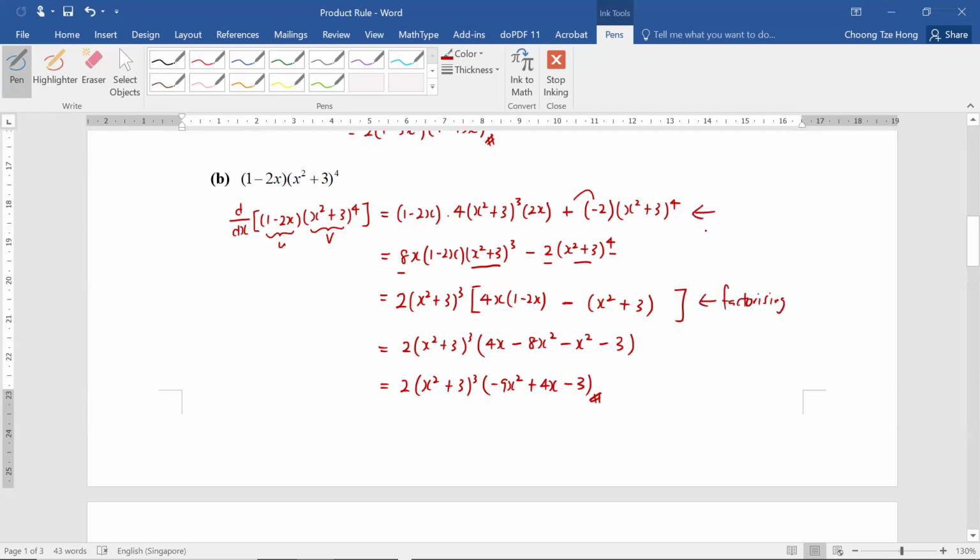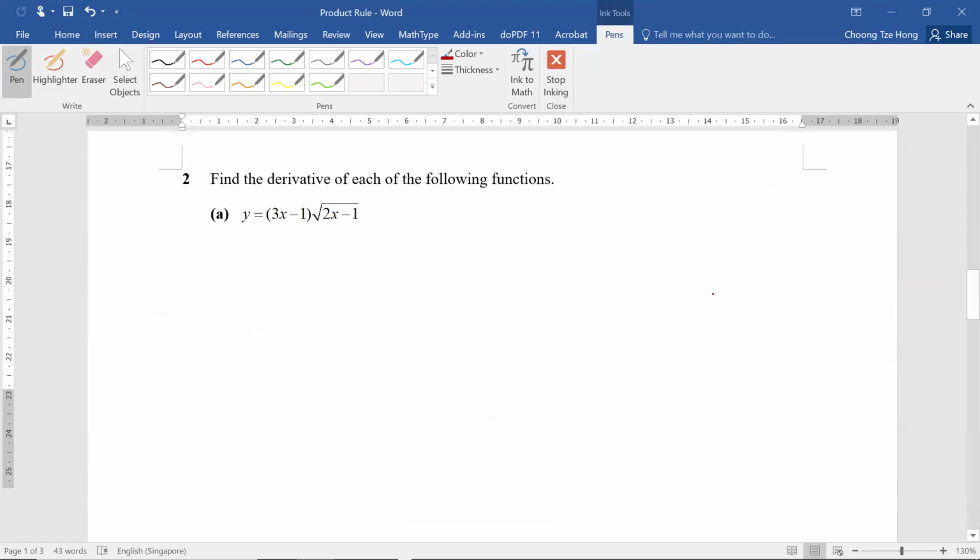Okay, after you understand the mechanics well of how to perform the product rule, then the next thing to master will be this factorizing part. Alright, but it's actually not too difficult if you understand how it works. Okay, let's look at some more challenging questions.